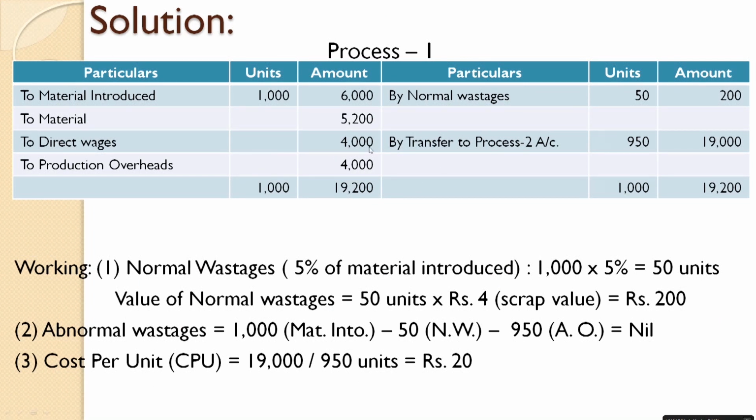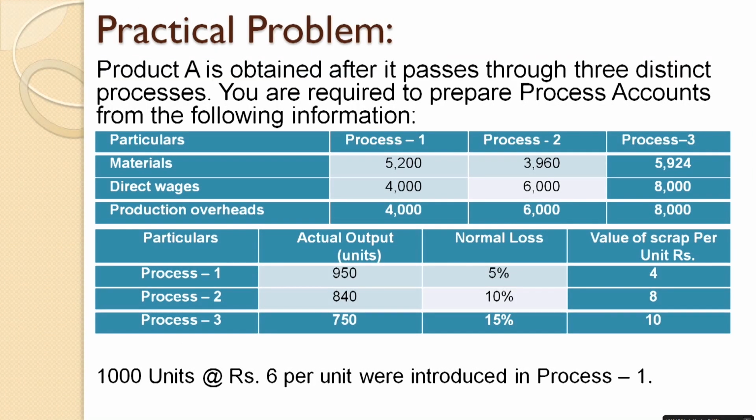Now here, as we already determined all the expenditures of the process 1 and recorded them on the debit side, we need to calculate some other things. For that we need to read the question once again. Now see here, in the second table, process 1, we have two important pieces of information. One is the actual output given in units, that is 950 units. It means the output at the end of the first process is 950 units, and 5% is a normal wastage or normal loss. Now this 5% normal loss will be charged on the material introduced in the process 1.